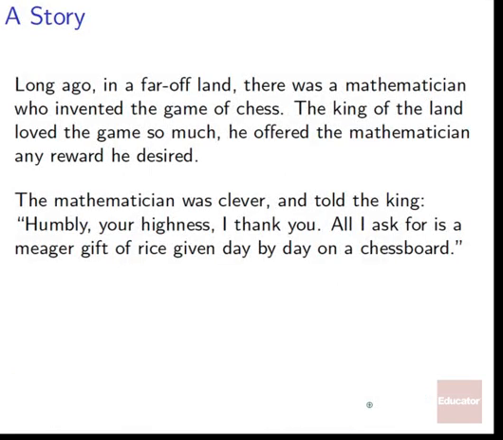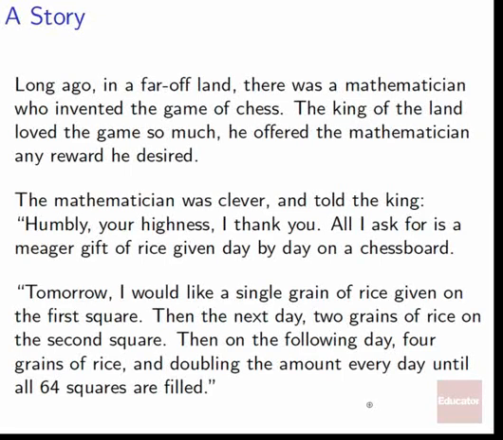All right. Long ago in a far-off land, there was a mathematician who invented the game of chess. The king of the land loved the game of chess so much he offered the mathematician any reward that the mathematician desired. The mathematician was clever and told the king, "Humbly, your highness, I thank you. All I ask for is a meager gift of rice given day by day on a chessboard. Tomorrow I would like a single grain of rice given on the first square. On the next day, 2 grains of rice given on the second square. Then on the following day, the 3rd day, 4 grains of rice, and so on and so forth, doubling the amount every day until all 64 squares are filled."